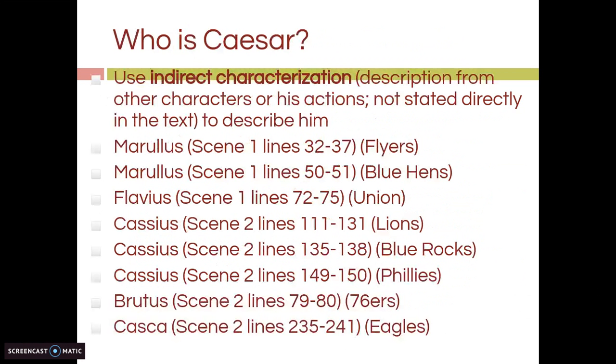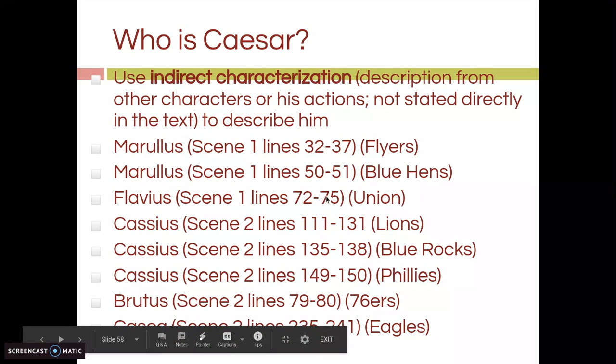So what I want you to do is figure out who Caesar is. What does it actually say about who Caesar is? I want you to choose any one of those lines, mainly from Act 1, Scene 1 or Scene 2, and I want you to use indirect characterization. What do these characters tell us about who Caesar is? How do they describe Caesar? I simply want you to give me an example, just copy and paste some of the lines and then paraphrase. What does it say about Caesar? Answer that question. Who is Caesar?